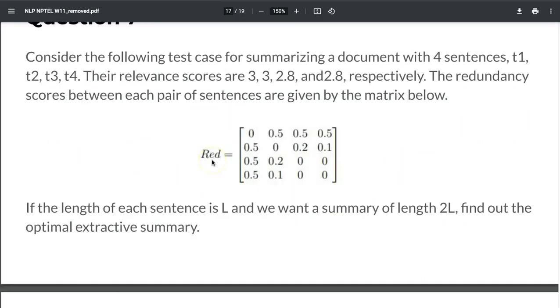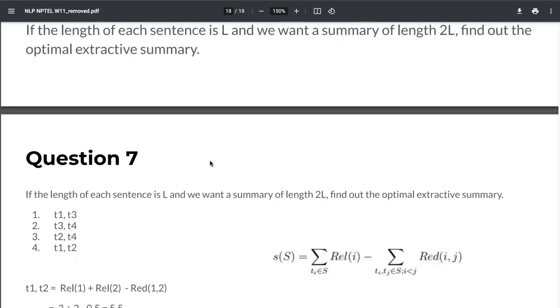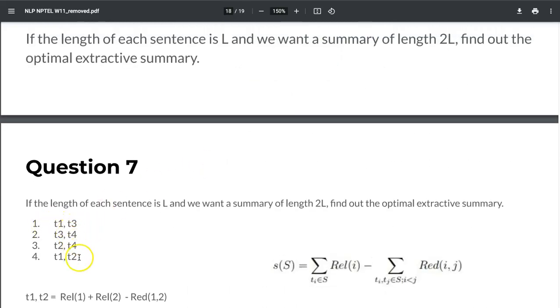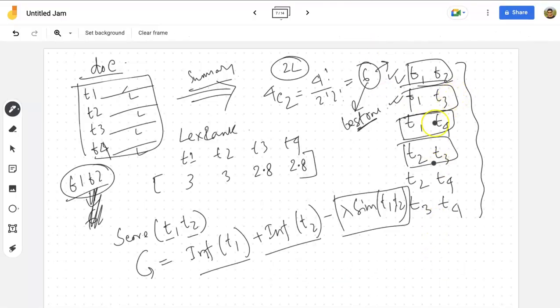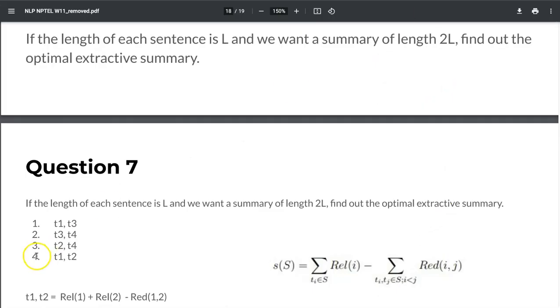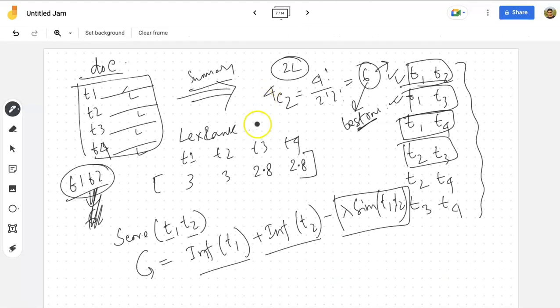Now in this example, they are already giving you the 4 options, so you don't need to calculate all the 6 possibilities. They are only giving you these four sentences. You just calculate the individual score for each: T1 T3, T3 T4, T2 T4, and so on. All these things are given. Let's calculate the score for each of these.